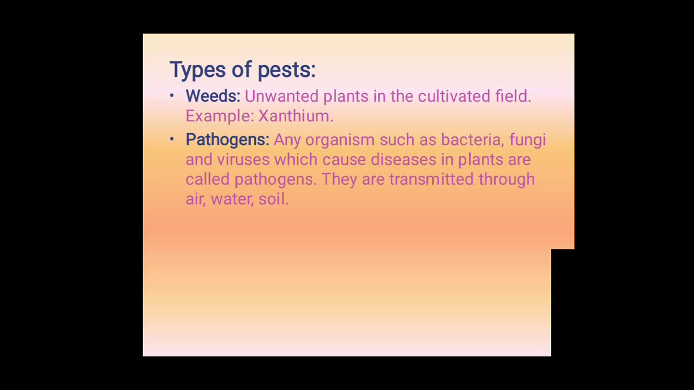First one is weeds. What do you mean by weeds? Weeds are the unwanted plants in the cultivated field. For example, xanthium is a weed. This unwanted plant which grows along with the crops, we call it a weed. Second one is pathogens. Any organisms such as bacteria, fungi and viruses which cause diseases in plants are called pathogens. These are foreign organisms which cause disease to the crop plants. They are transmitted through air, water, also through the soil. These are the different media that cause diseases to the crops.